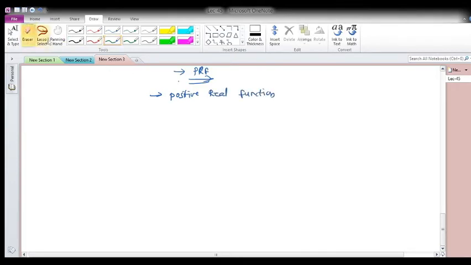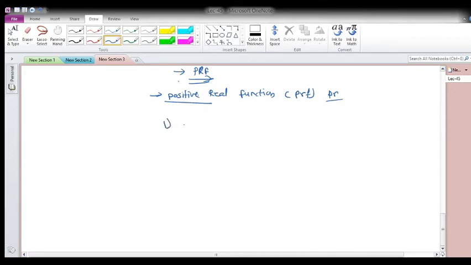This is positive. Okay. So this positive real function I can write as PRF or simply PR. These positive real functions are important basically because they represent physically realizable driving point impedances. Okay, so the definition of PRF is that a function is said to be PRF if the following two conditions are satisfied.